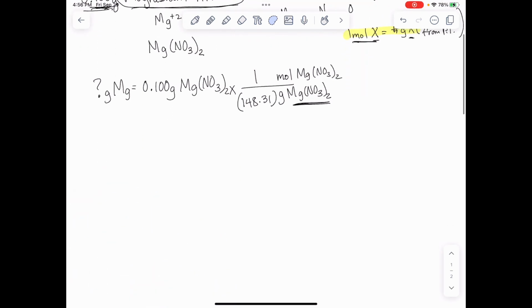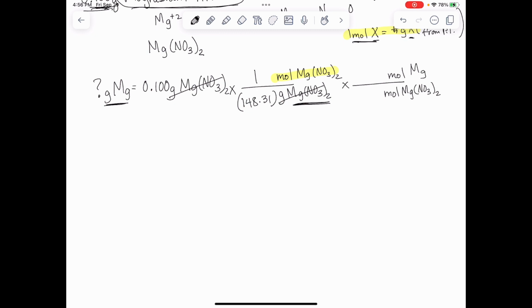All right. So now I can cancel my grams, and I'm left with moles of magnesium nitrate. But notice I'm trying to get to grams of just magnesium. So I'm going to need to convert from moles of magnesium nitrate to moles of magnesium.